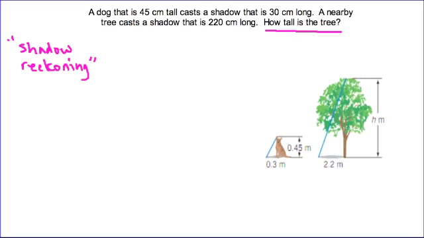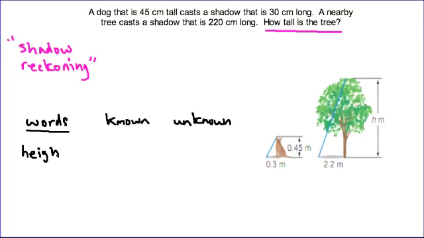Now, we can still use the same setup as we use every other time, right? We're going to start with finding out what are we comparing in words, and then looking for a known ratio and an unknown ratio. Now, in this case, the words are, what are the two things that are being compared? And in shadow reckoning, it's always the same two things. We're comparing the height of something to its shadow. So I'm just going to put height to shadow. And just like every other thing, it doesn't matter which order we write these in, just as long as everything else matches up. So height to shadow.